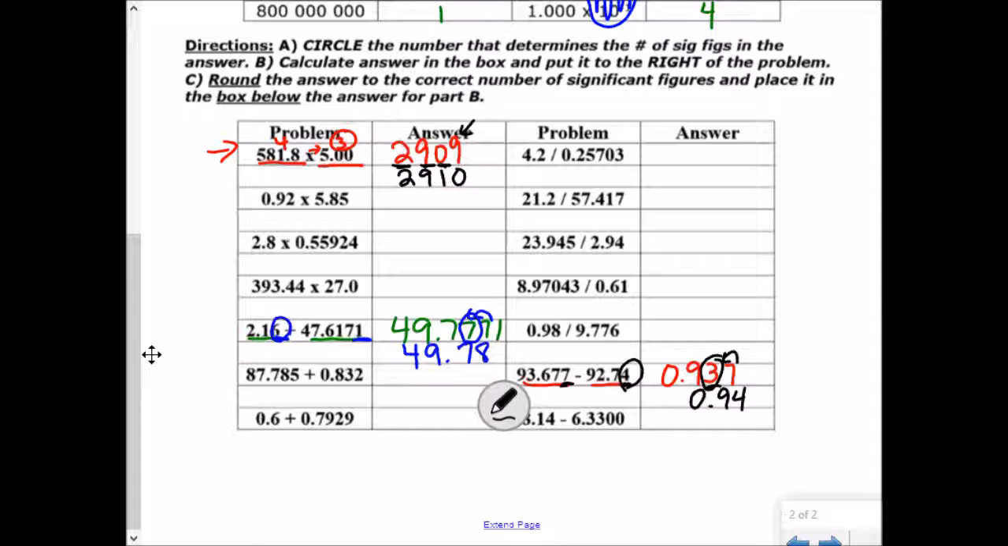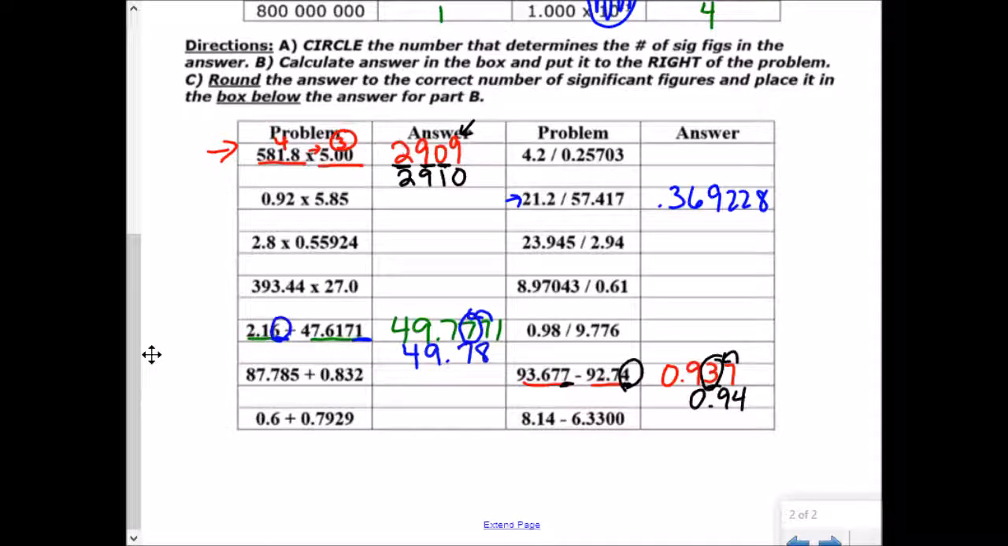Okay? Let's do a couple more. I'll do a division one. Same rule though, same thing applies. So let's pick one, anyone. Let's do 21.2 divided by 57.14. All right. 0.3692228. That's plenty of digits.